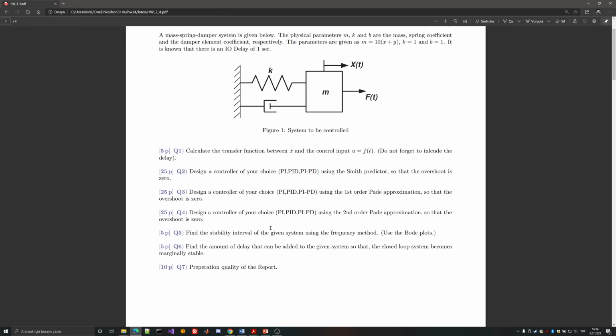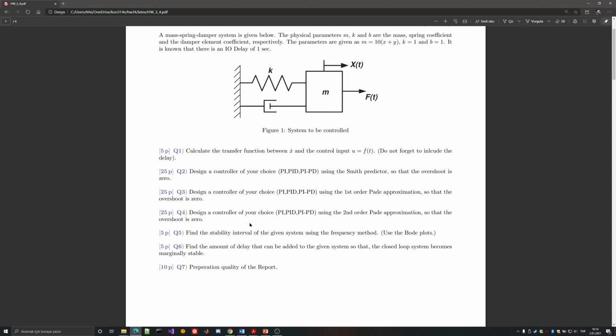Then you're asked to use the Bode plot to find the stability interval of this transfer function, by the way. So basically we have a plant here that is modeled using these dynamic equations, and we use it to design a controller, another controller, and a third controller.